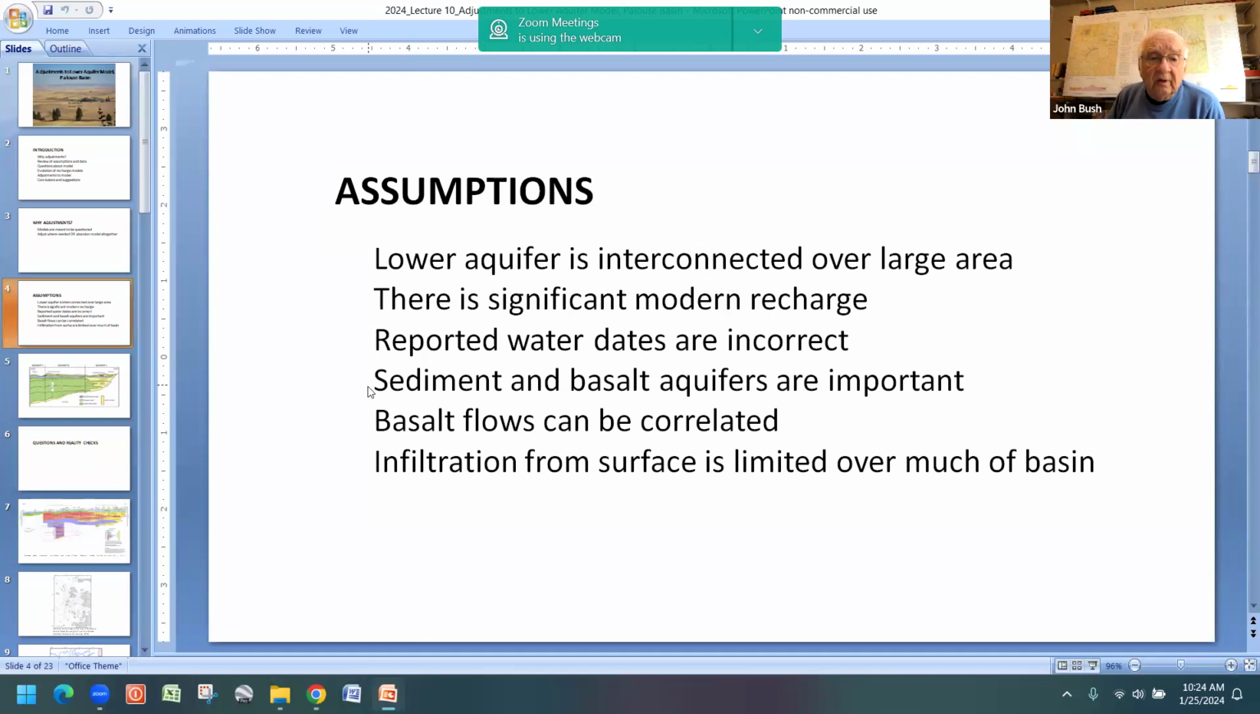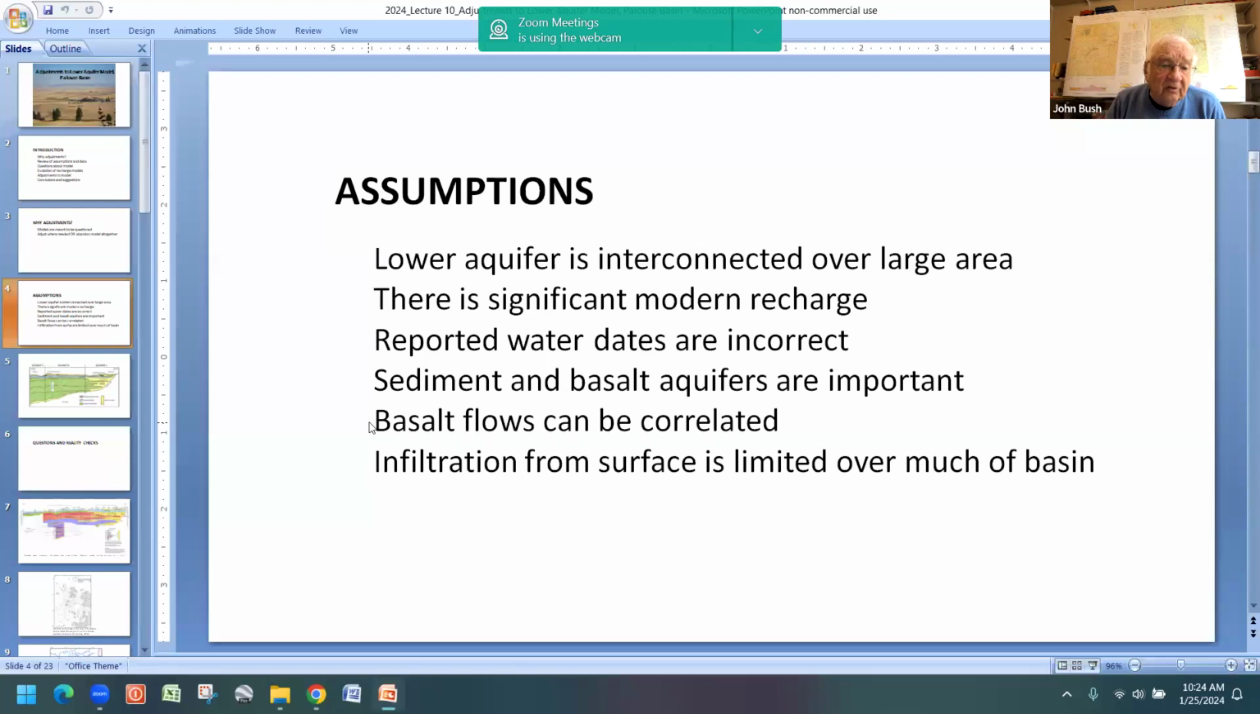Another assumption that I follow is that both the sediment and the basalt aquifers are important. So you might ask yourself, well, so what? Well, in the past, we tended to think in our modeling and our thinking that the water was primarily coming from basalt aquifers, and that's not correct. The water that we're drinking from the lower aquifer is coming from a combination of the sediments and the basalts.